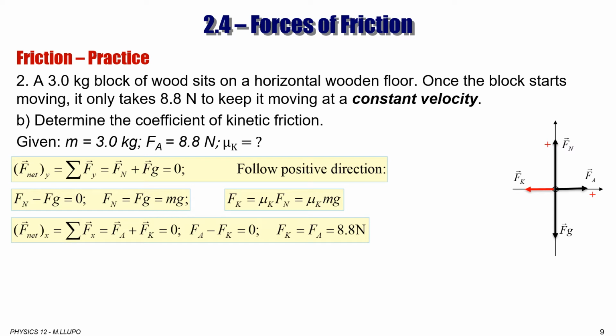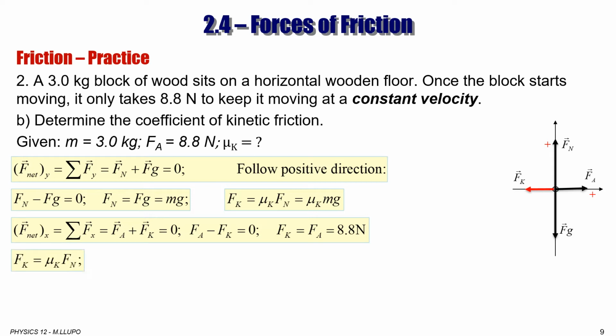Then we can look at the x-axis. It is a constant velocity, so that means it's a dynamic equilibrium. So F net is 0. So the sum of forces, Fa and Fk, is equal to 0. We can label the direction of the motion as the positive direction. So Fk is negative and Fa is positive, but we're solving for Fk, so we can move the Fk to the other side of the equation, where it becomes positive. So Fk is equal to Fa, which is equal to 8.8.